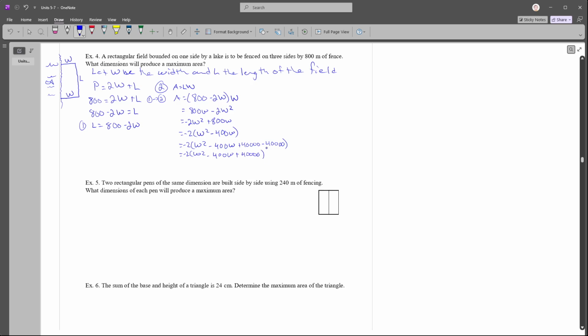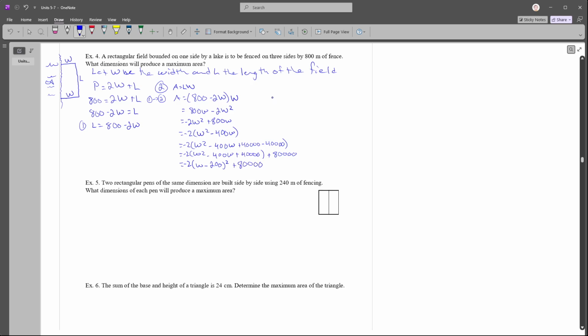And then on the outside, we have minus 40,000 times minus 2, which gives us plus 80,000. Okay. Whew, almost there. We have our negative 2. We have a perfect square trinomial here. So that's going to be multiplied by w minus square root of 40,000, which is 200. Minus 200 squared plus 80,000.